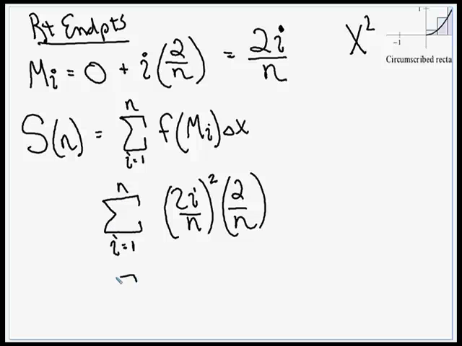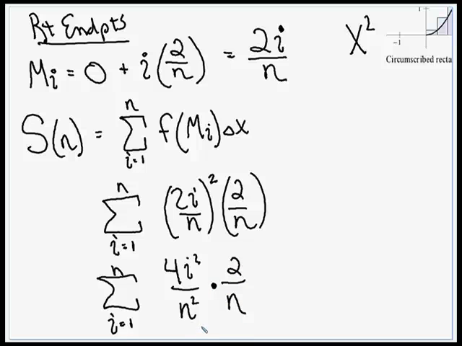So let's see what we got here. Our summation from 1 to n, that's going to be 4i squared over n squared times 2 over n. So let's get all our n's and numbers separate from the i's.